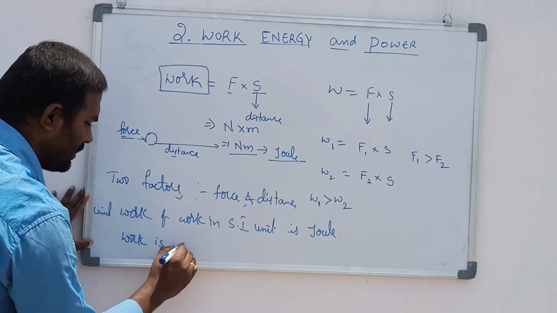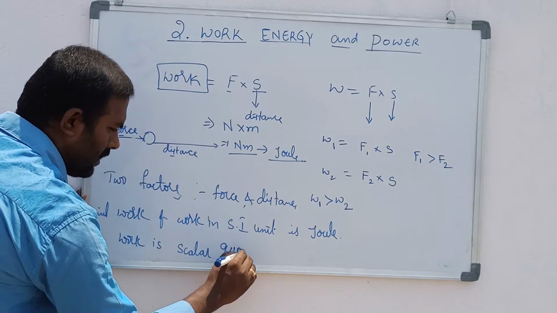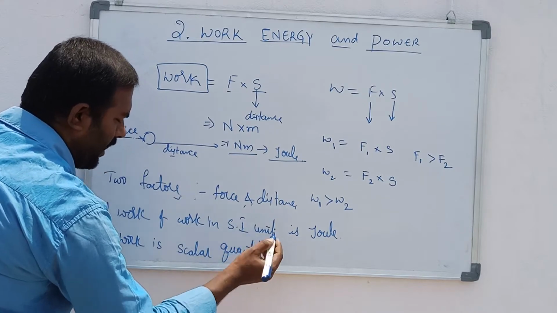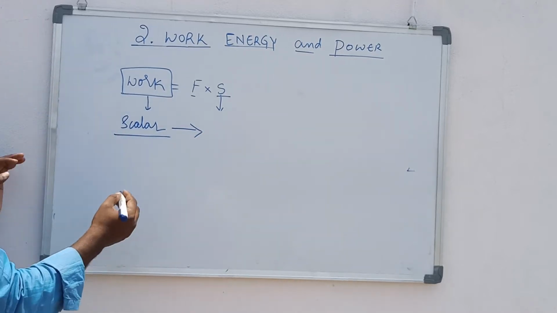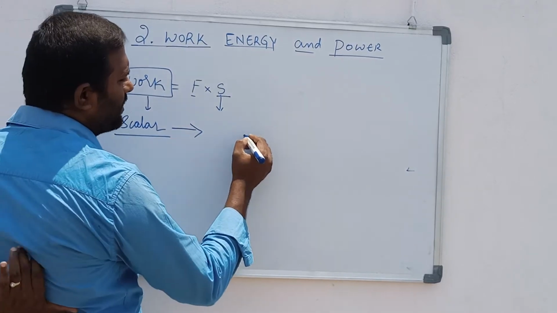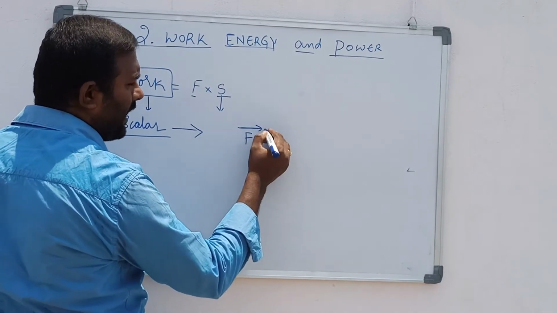Work is a scalar quantity. What is scalar? You know. We will find out why it is a scalar quantity. Why are we saying this is a scalar quantity? Because sometimes the body doesn't move in the direction of the applied force.